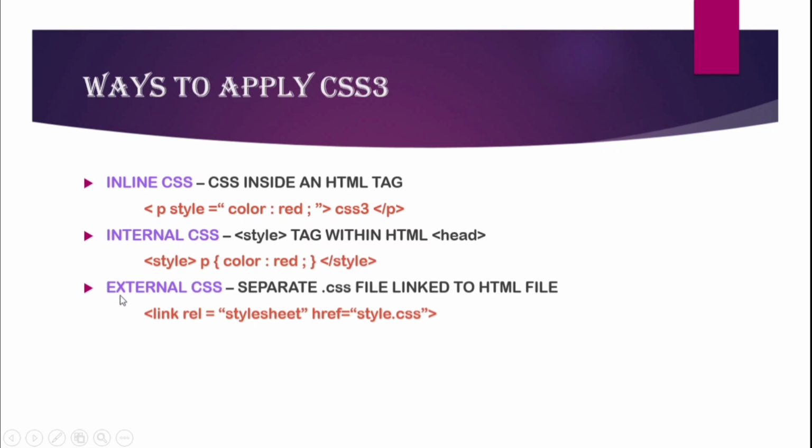Then we have external CSS. When you create a separate .css file, I'll link that file to the HTML file. How do you link it? Using the link tag, and you'll add rel, which is stylesheet. Then we have the href, which is style.css. So a .css file is nothing but the main CSS file. Every CSS file should have .css as an extension. By using this link tag, we will add the CSS file to our HTML page. That is nothing but external CSS. These are the three ways that you can add CSS to HTML: inline CSS, internal CSS, and external CSS.